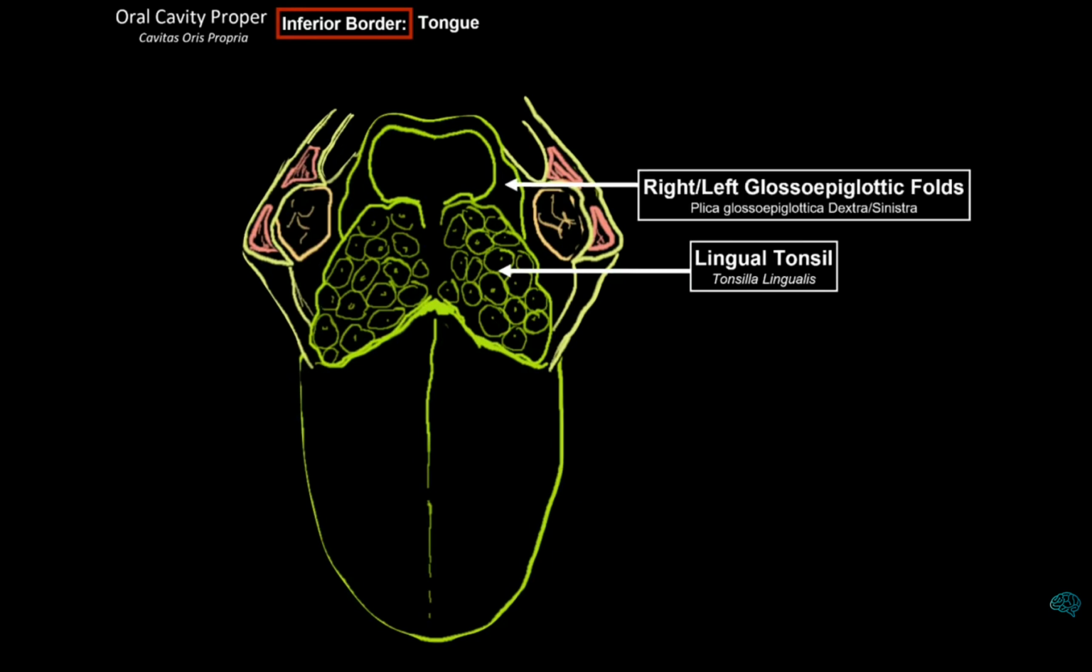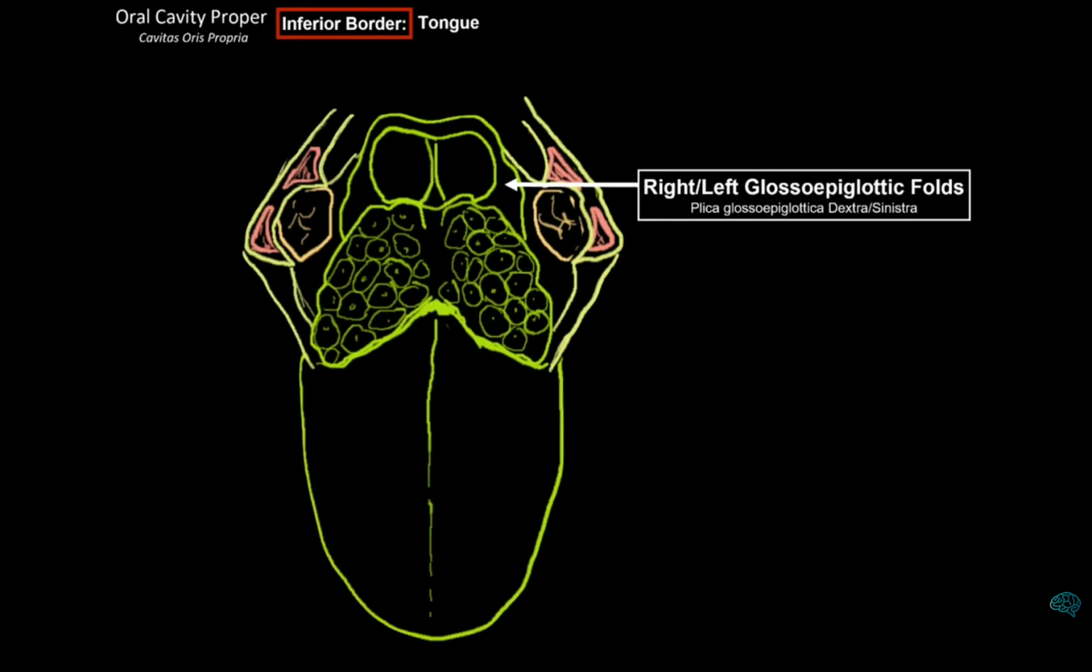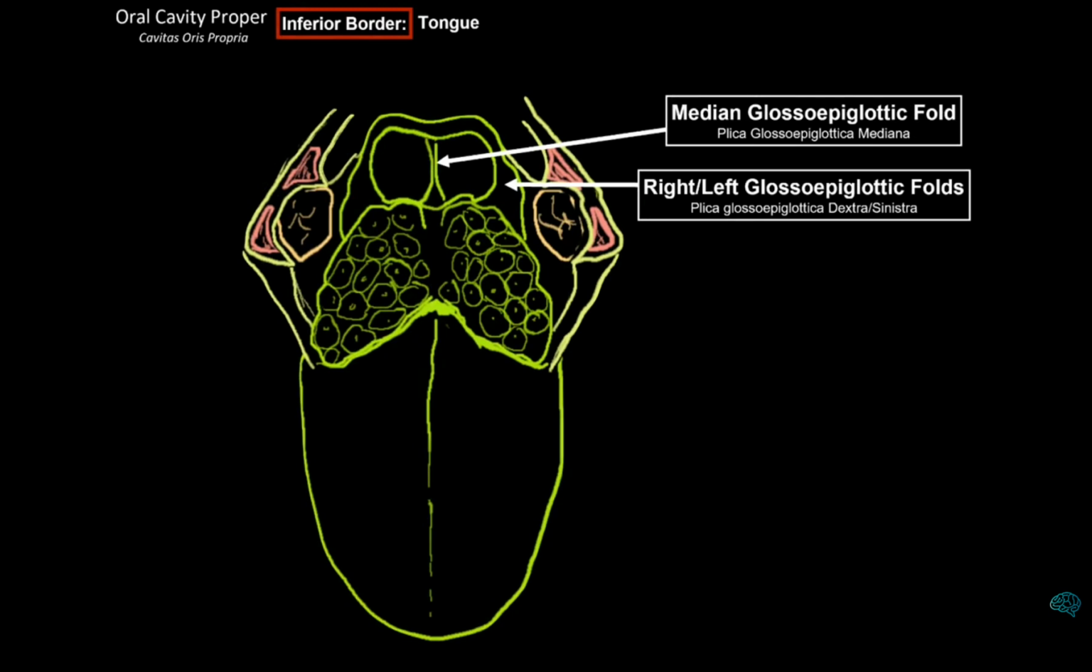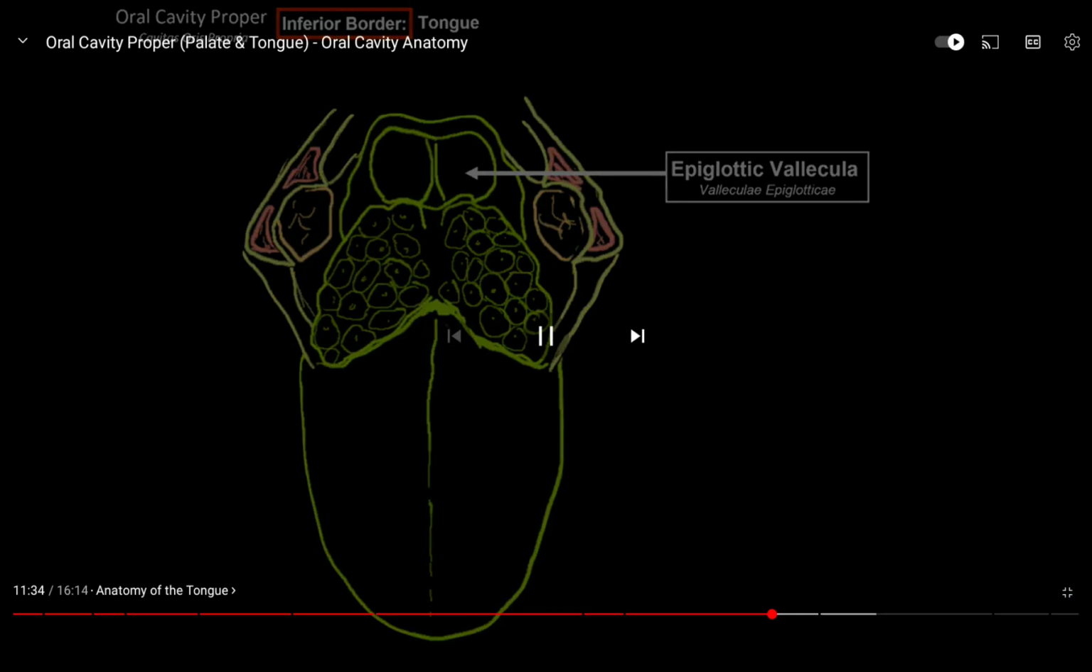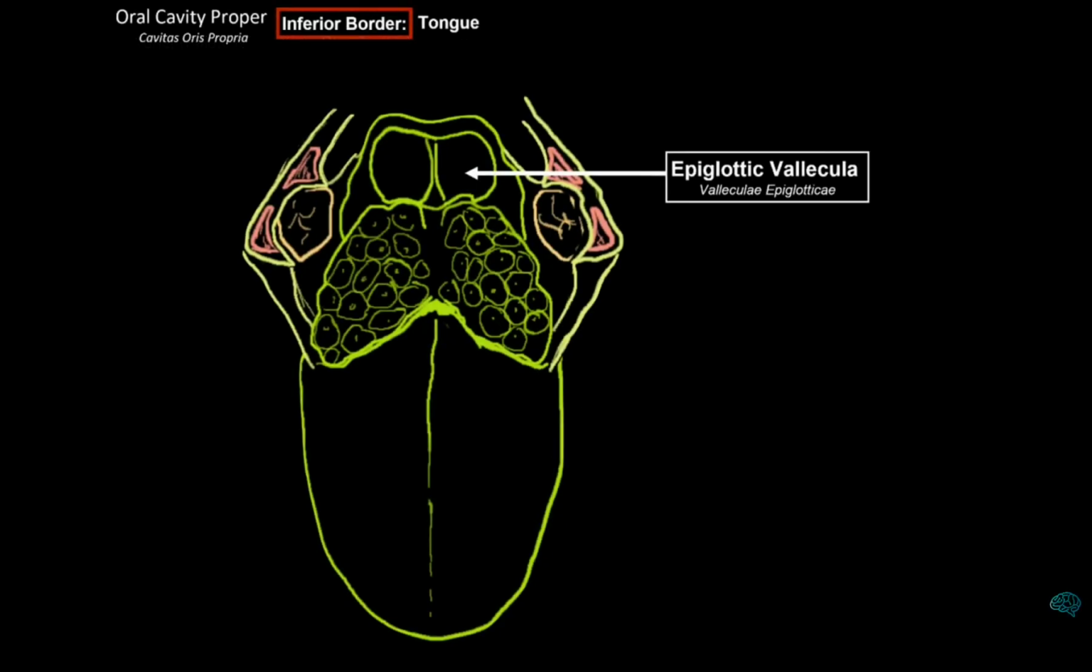And behind the lingual tonsil, there's the right and the left glossoepiglottic fold, or sometimes also referred to as the lateral glossoepiglottic folds. These are two mucosal folds that connect the tongue to the epiglottis to hold the epiglottis in place. And in the middle, there's a median epiglottic fold. Between these folds, there are the epiglottic vallecula, which are depressions between the lateral and the medial glossoepiglottic folds.